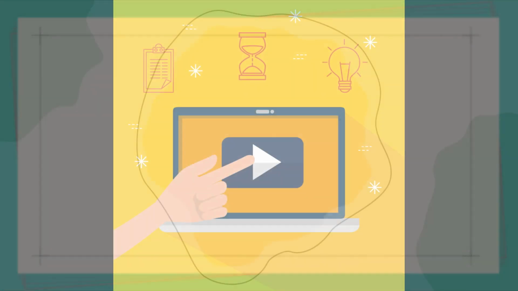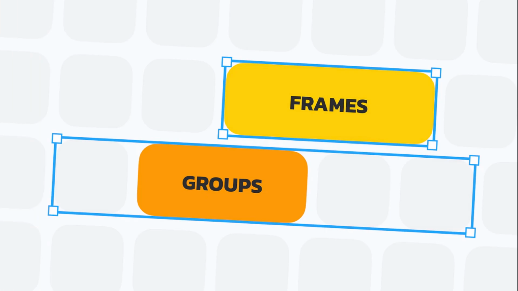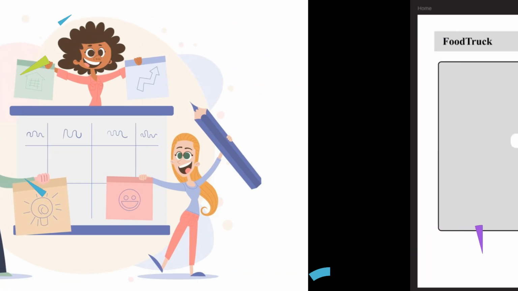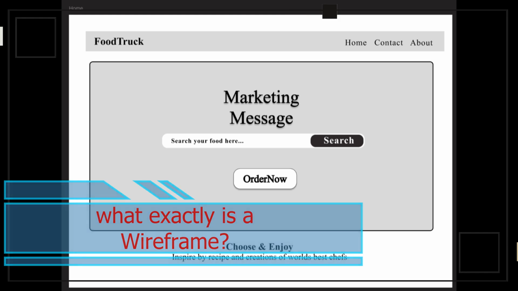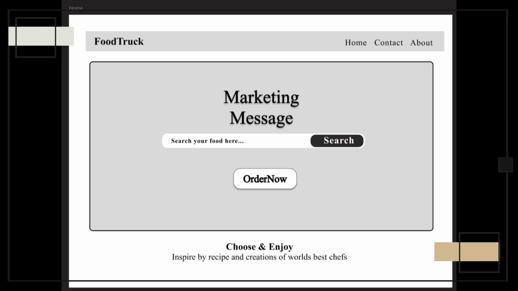In our last video, we explored the magic of Figma with frames, groups, and object editing. In today's video, I have something fun and interactive for you, a hands-on assignment that will test your skills and creativity. So, what exactly is a wireframe? Think of it as a blueprint of your web page, a simple black and white skeleton that maps out the structure of your design before adding any colors, images, or any fancy details. It is the first step in bringing your ideas to life.